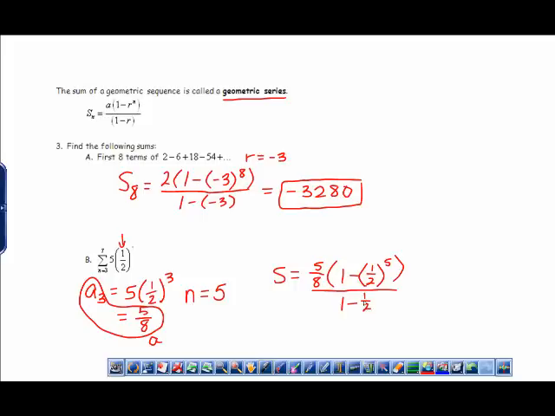Now again, it's not necessary to have a calculator, but you would have a calculator because the numbers are so messy here. And you're going to get 75 over 128. Really want to encourage you to type this out into your own calculator and make sure you get the same number I get.